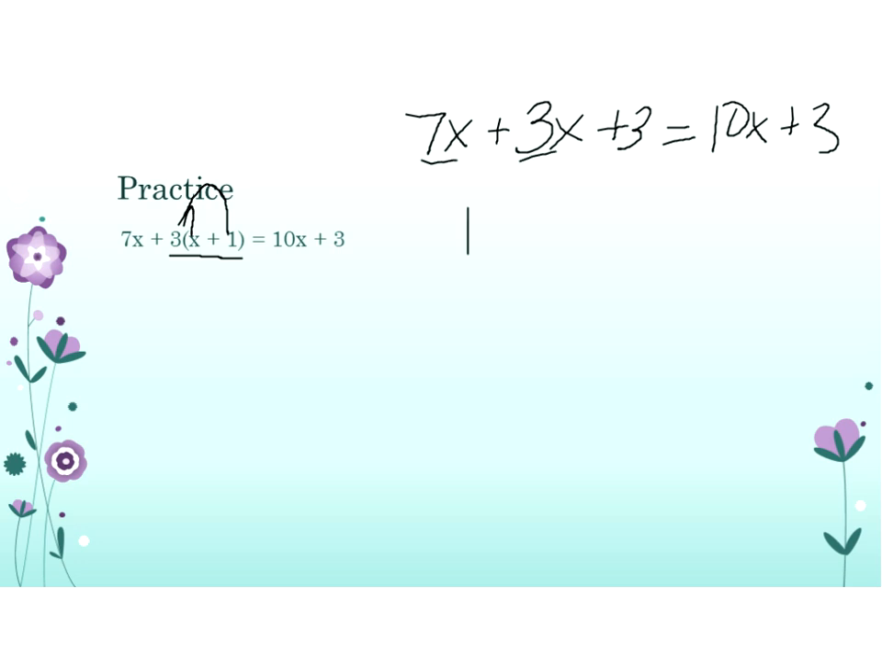Now, what we're going to do is combine our like terms. 7x and 3x equals 10x. Bring down the rest of our equation. We solve one step at a time and rewrite our equation.